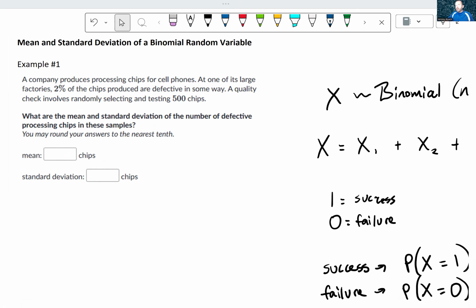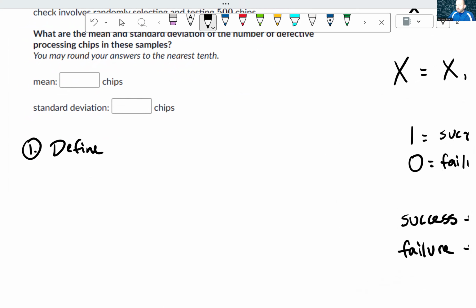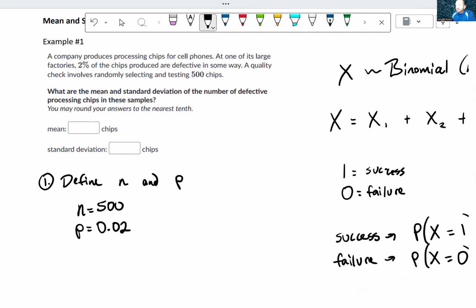Okay, so let's define n and p. We'll start with that for our first step here. So n equals 500. We have 500 chips that we're testing, and the probability that it's defective is 2%, 0.02 is what p is. So now we're going to calculate the mean.